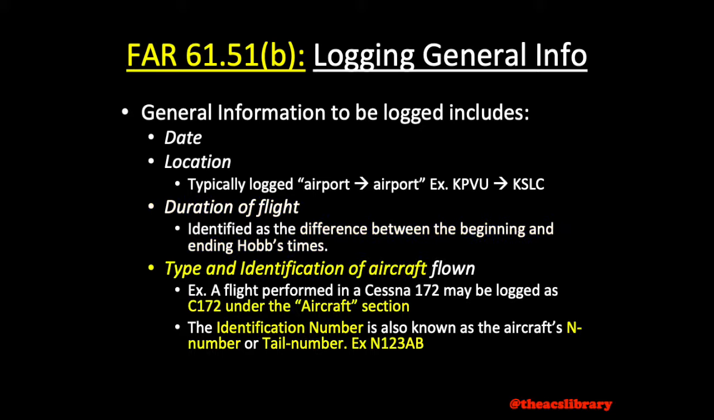Lastly, the type of aircraft can be logged as C-172 for Cessna 172, for example, and the identification number is also known as the aircraft's N number or tail number, November 123 Alpha Bravo, for example.